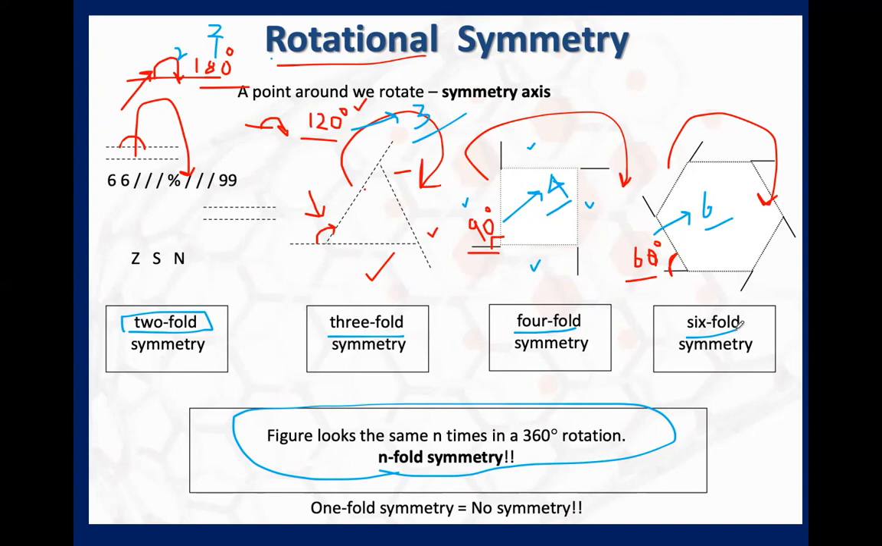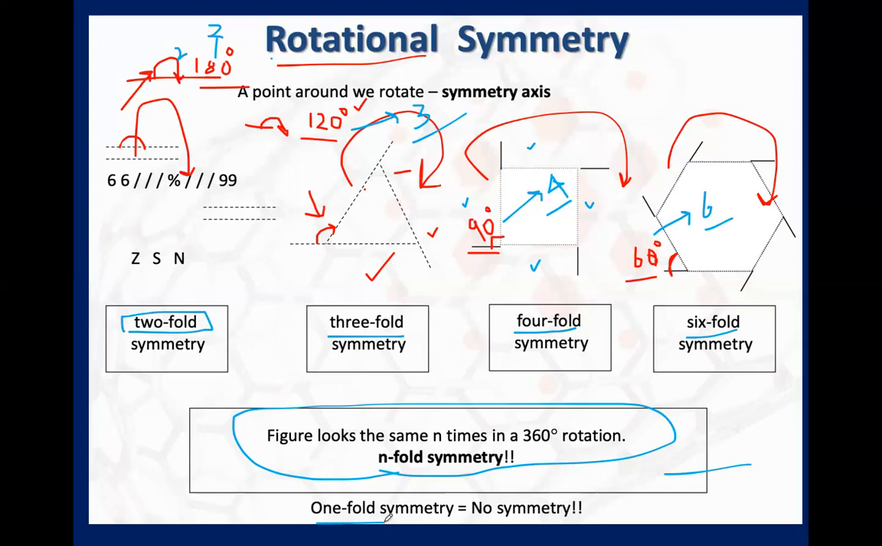How many times you see the same object during a full rotation, a 360 degree rotation circle, right? This is called the n-fold symmetry. But if you see some object, for example like this, it's just called one-fold symmetry, but actually there is no symmetry for that. One-fold means no rotation, and at only one time you see the object.